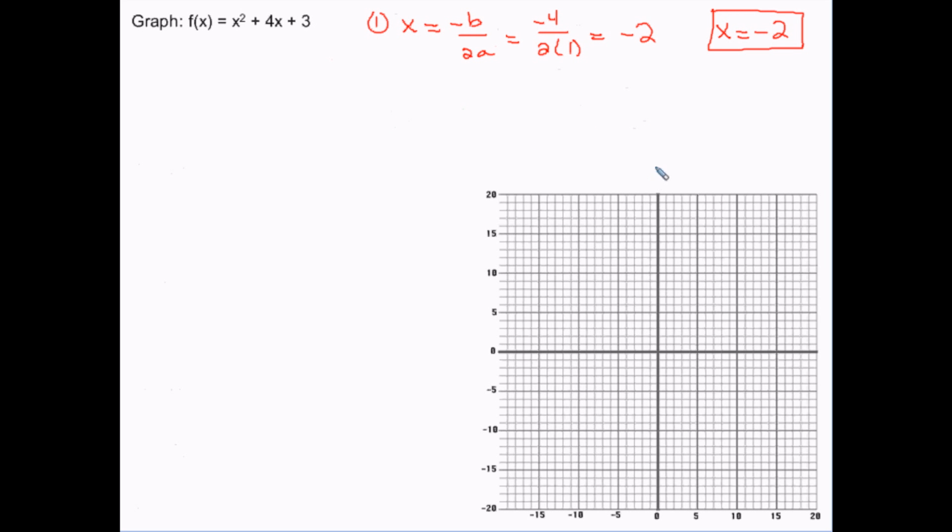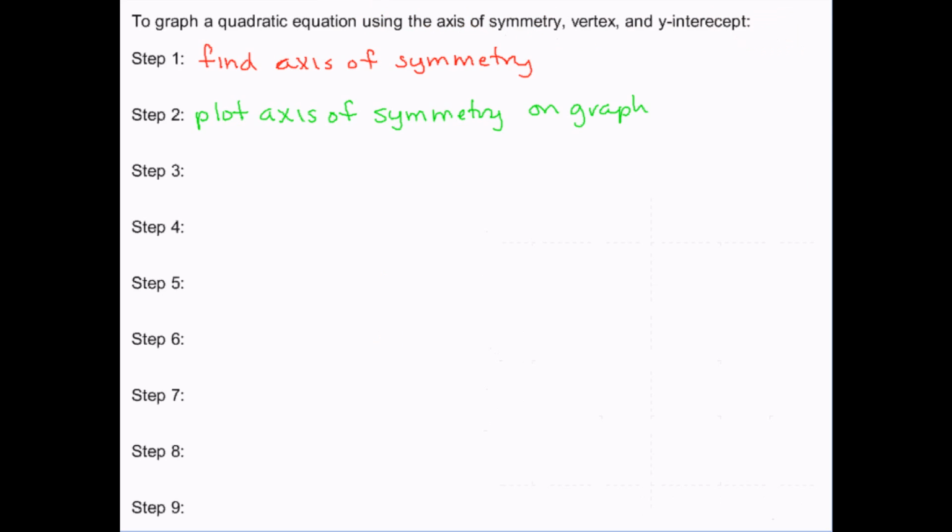Okay. So x is equal to -2. So what I want to do is I want to come over here to -2 and I want to draw a line straight up and down. Oops, I made it a little crooked. Let me fix that. Okay, apparently I'm not very good at fixing crooked lines. There we go. So here's my axis of symmetry. I've plotted it. It's at x equals -2.